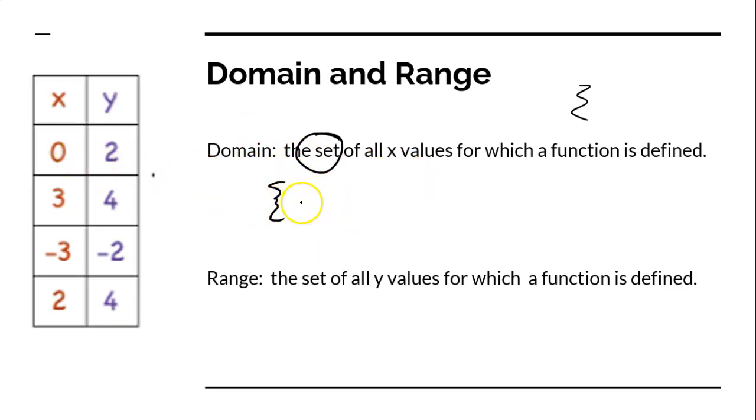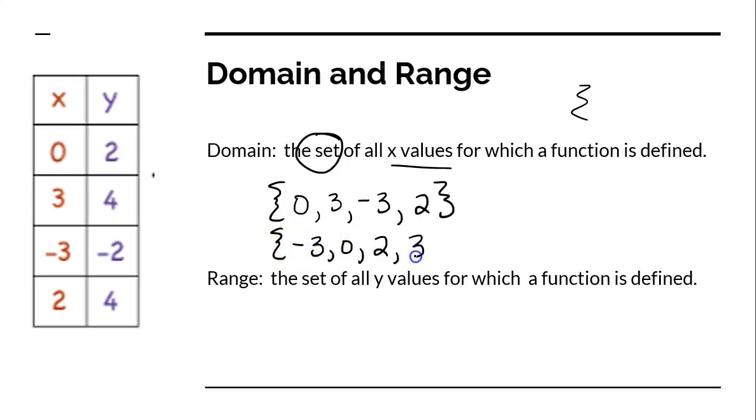So for this example, the domain are just the x values for this function. So 0, 3, -3, and 2. But you will often see these written in numerical order. So if I put these in order from smallest to largest, it's -3, 0, 2, and 3. And we close that with another squiggly bracket. That's our domain because it comes from our input, our x values.